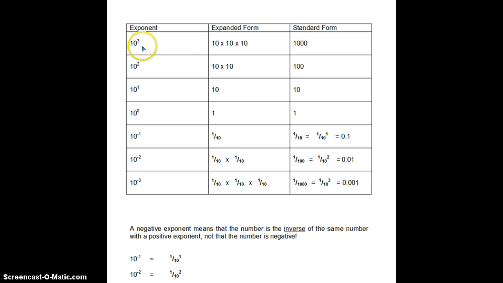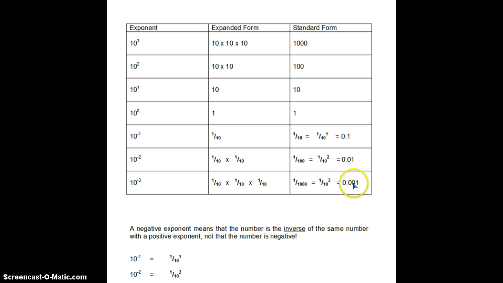So once again, looking here, with the positive exponents, 3 indicates how many zeros we have here. So 10 squared, 2 zeros, 10 to the 1, 1 zero, 10 to the 0, there's no zeros here. 10 to the minus 1, there's 1 zero on the bottom. And also note that we have 1 decimal place here. So 0.1 has 1 decimal place. 10 to the minus 2, 1 over 10 squared, there's 2 decimal places. And 10 to the minus 3, there's 3 decimal places.